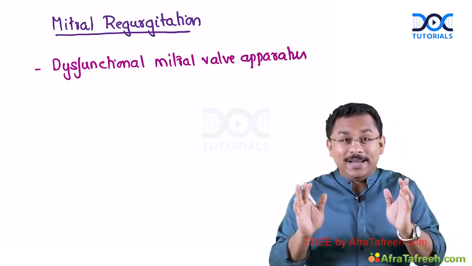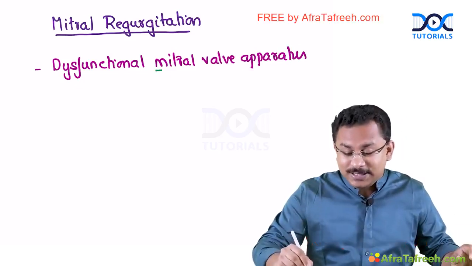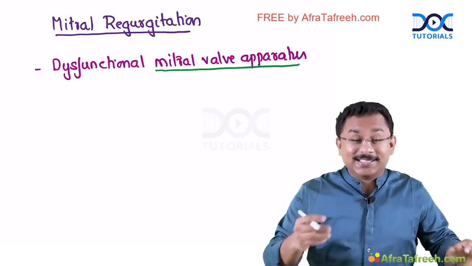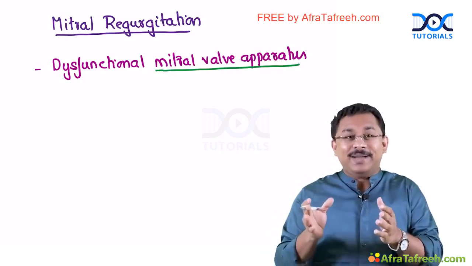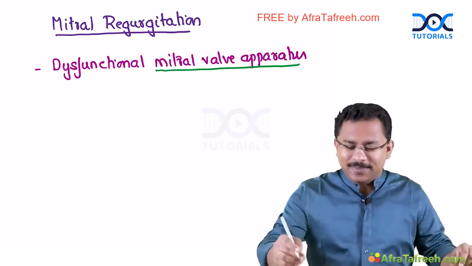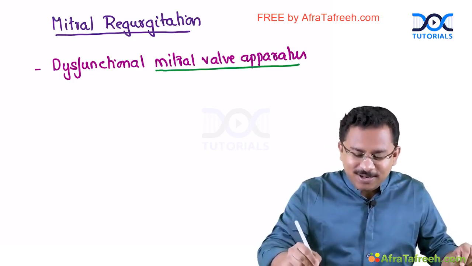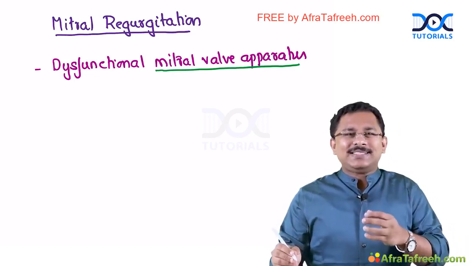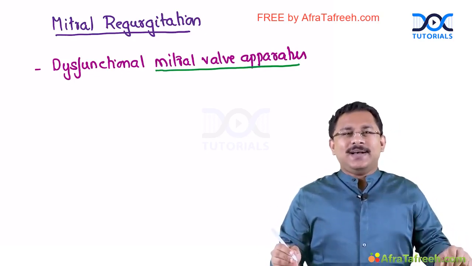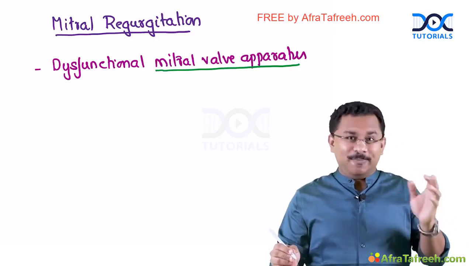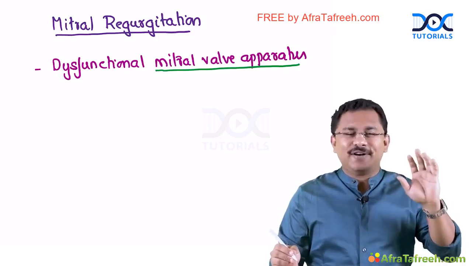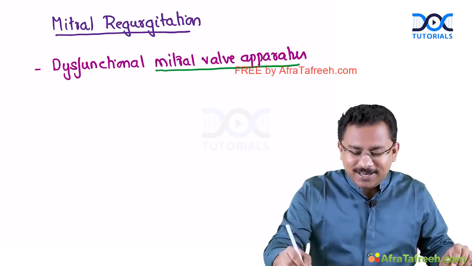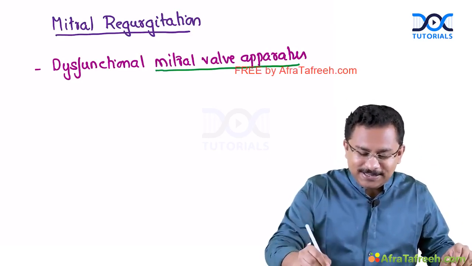Now remember, I made a statement, dysfunctional mitral valve apparatus. I did not just say mitral valve, I'm talking about an apparatus. So let's try to understand what this apparatus is. Well, the mitral valve apparatus is a complex structure, and this apparatus has 5 functional components. Let's see what the functional components are.